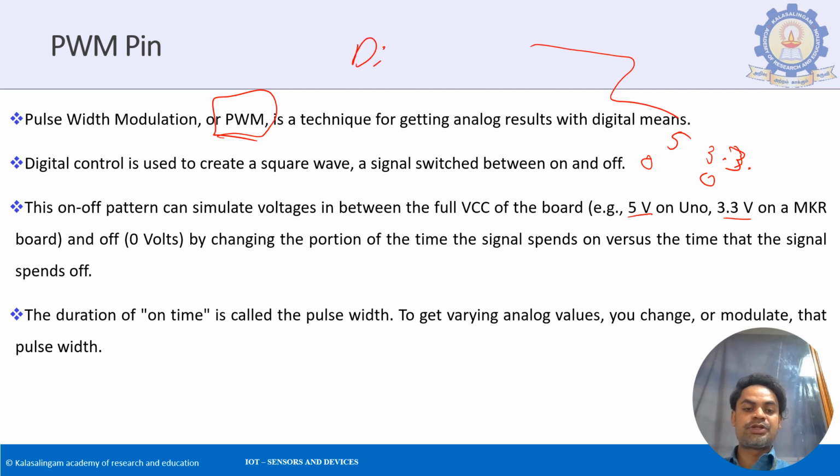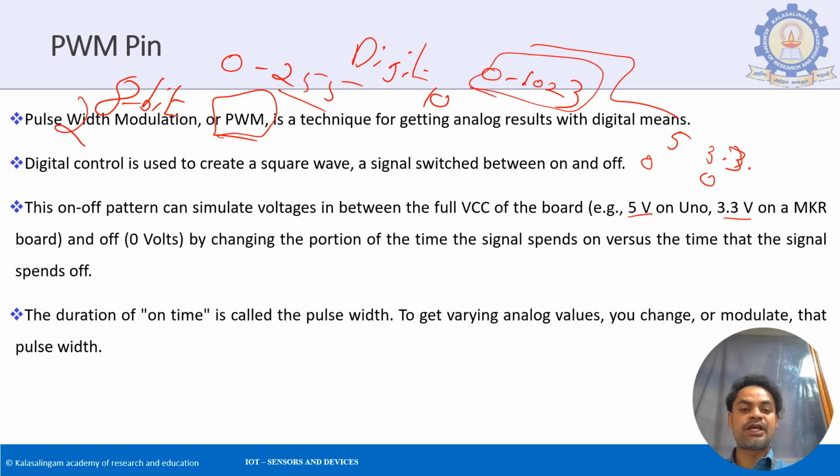And as I told you, digital pins normally work with a range of 0 to 1023, whereas your PWM pins work with a range of 0 to 255 only, which means it has a resolution of only 8 bits. 2 power 8 is nothing but 256. So please remember, digital pins have a range of 0 to 1023 because they have a 10-bit resolution, 2 power 10, whereas your PWM has a resolution of only 0 to 255. So if you give 300 in your PWM pin, it will consider it only as 255, because the PWM range has a maximum value of 255.